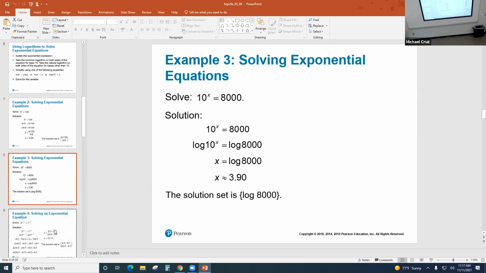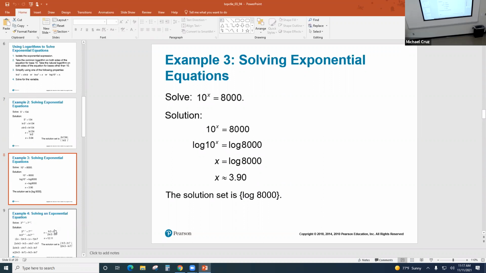All right, so 10 to the x power is equal to 8,000 again. We don't have any hope of writing 8,000 as a power of 10 because it's not. If it were 10,000, we'd be able to do it, but not 8,000. So this is why we're going to use the log. Now, in the last one here, they use the natural log, but you can also use the common log to do this.